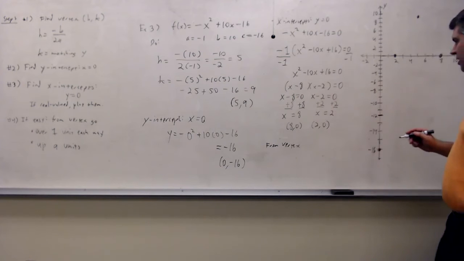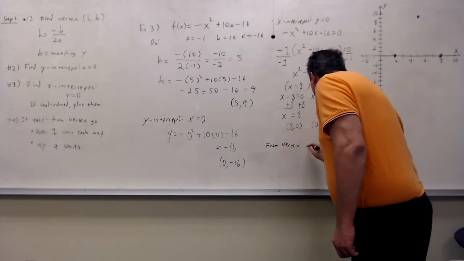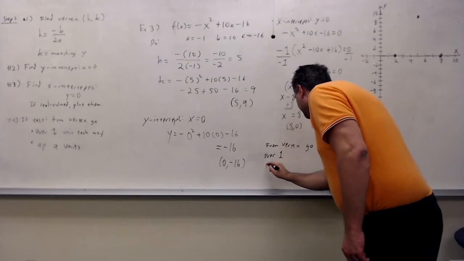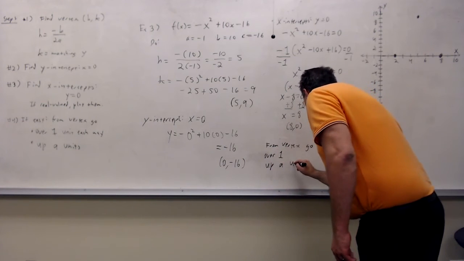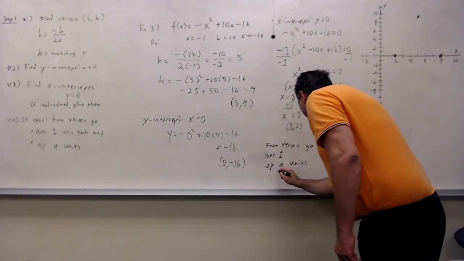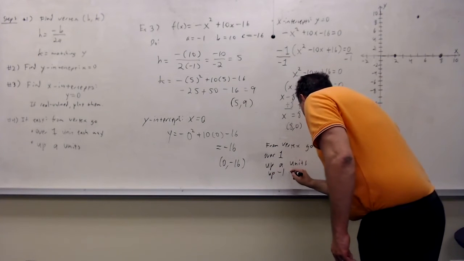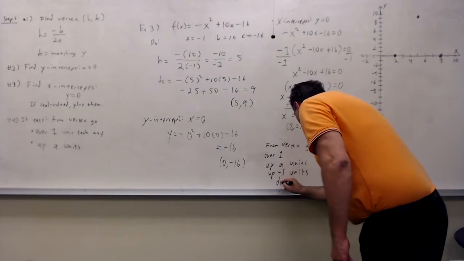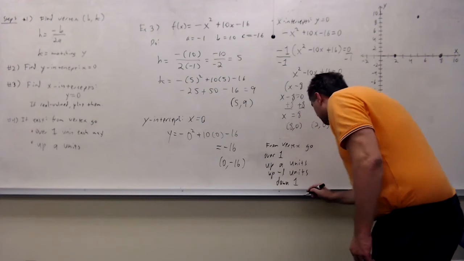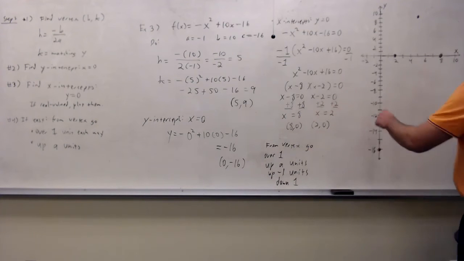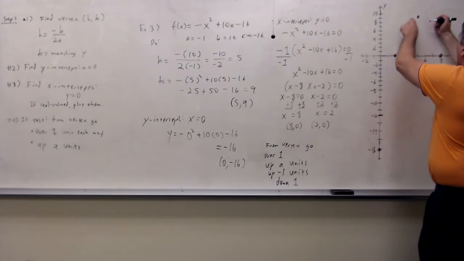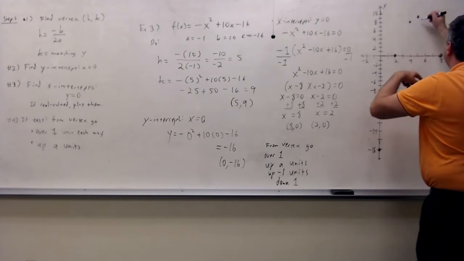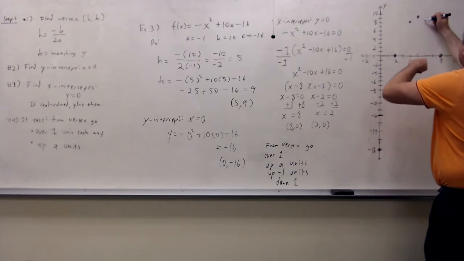Okay, so from the vertex, I'm going to go over 1 and up A units. That means up -1, which is really down 1. So, from the vertex, I'm going to go over 1 and down 1. And from the other way, over 1 and down 1.